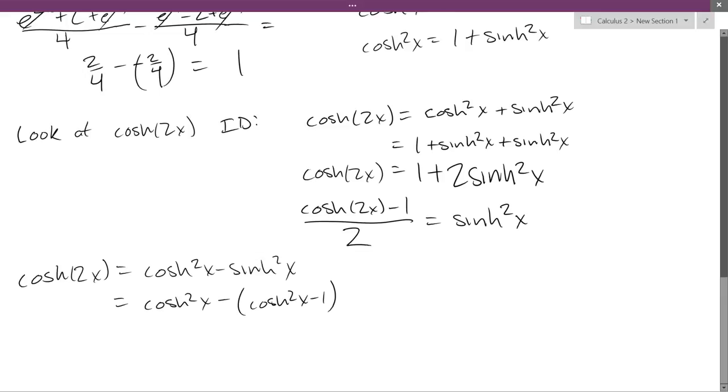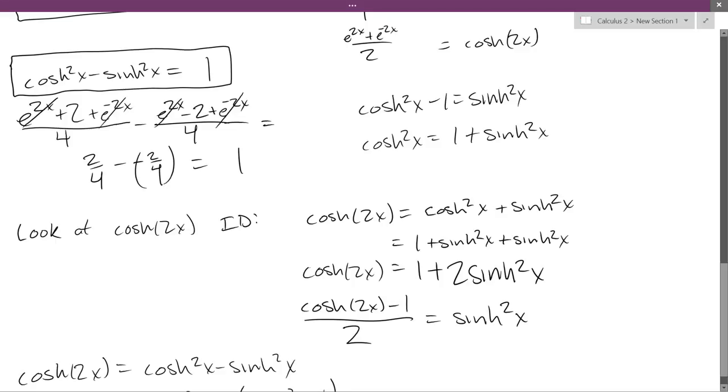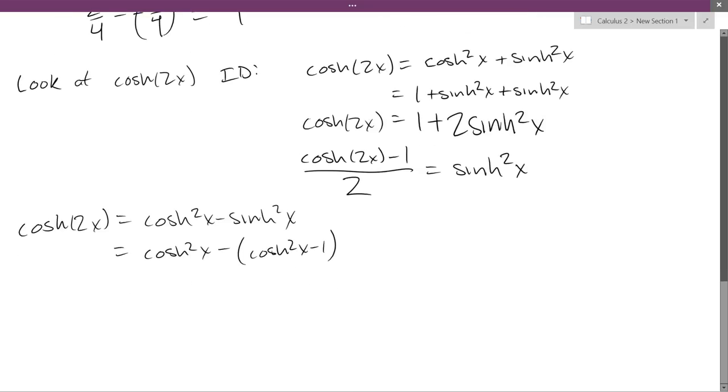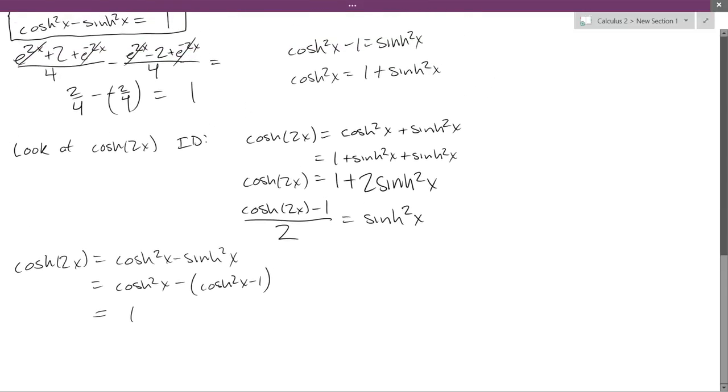So we got cosh, wait, something doesn't seem right. It looks like my cosh terms are going to cancel, and I would be left with positive 1. Do you see that algebra step? Cancel, cancel, minus negative 1 is 1. That's not right. That function is not always 1. All right, where did we go wrong? Probably the sign. Yep, plus, plus. Now we have 2 cosh squared x minus 1.